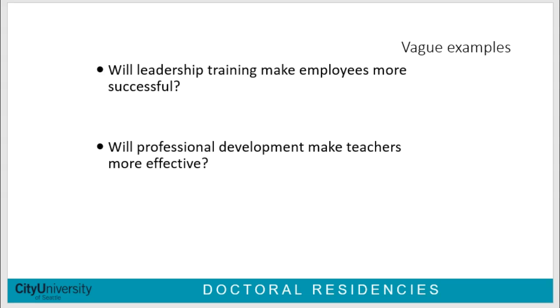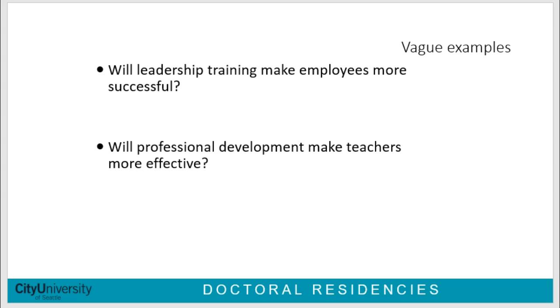Here are some vague examples. Now, these are way too vague. Will leadership training make employees more successful? Will it? Well, maybe, maybe not. There's really no direct answer here because there's too many variables. We don't know whether or not the leadership training made them more successful. Their success could be for another reason. There's so many variables to success that you can't narrow it down to just one thing.